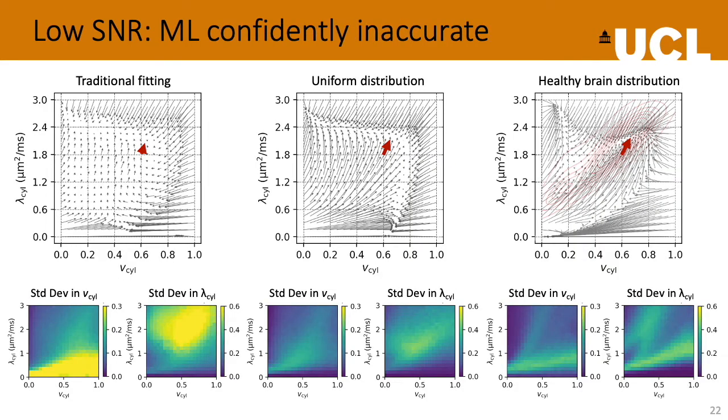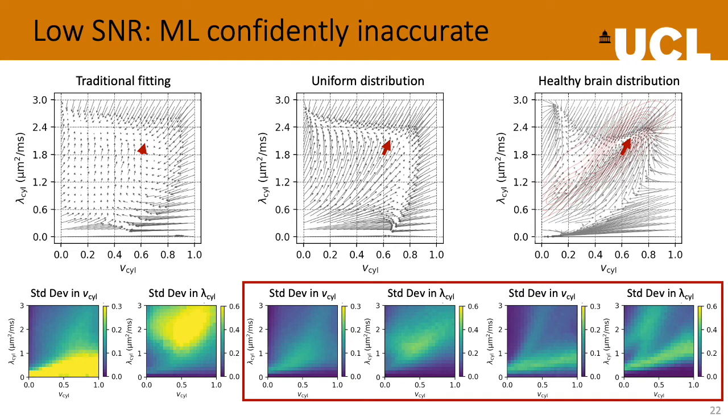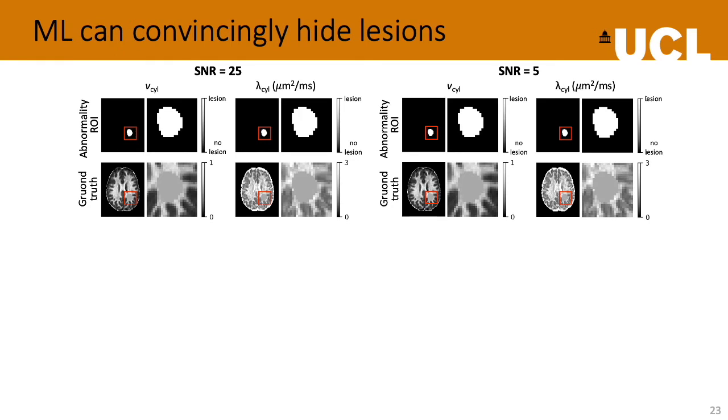Worryingly, the machine learning techniques show low variance even in regions of the parameter space where bias is high. This demonstrates that high precision in machine learning can convincingly hide strong biases, and that results obtained with machine learning must be interpreted with caution. For example, machine learning might hide lesions and yet provide convincing smooth maps.